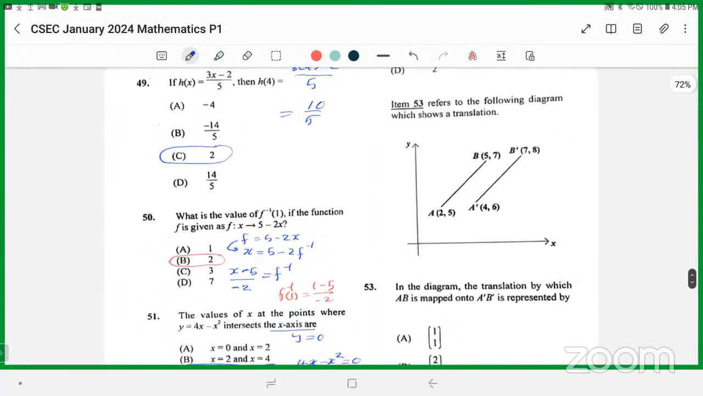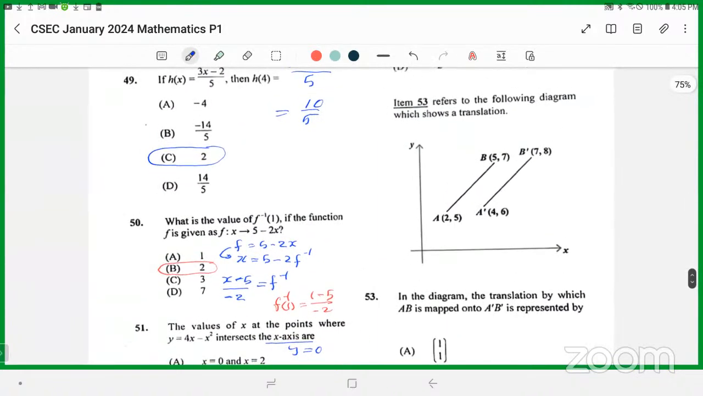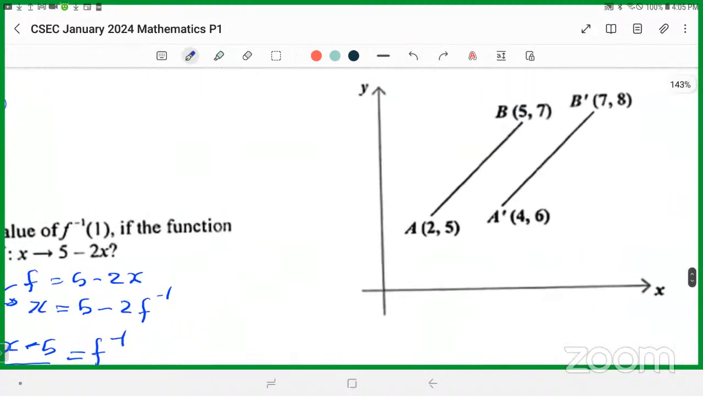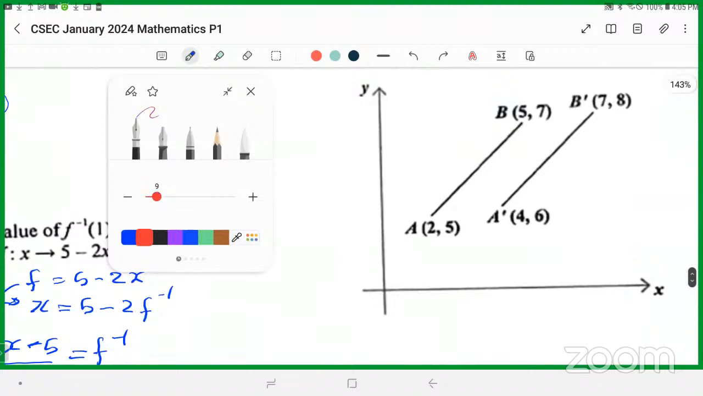Now I see which transformation. This one says it refers to this diagram. In the diagram, the translation by which AB is mapped onto A prime, B prime is what? How do we go from this to this? Remember, translation is a movement thing, right? So I don't know which one of these it is. We need to look at how the X moves and how the Y moves.